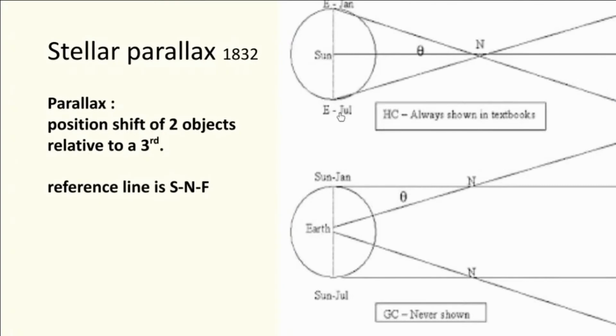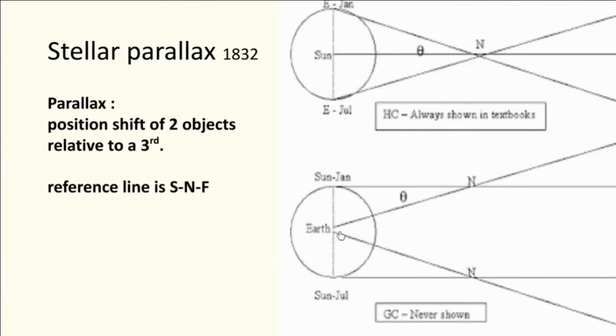When the year turns to July and the Earth is in this position, remember this is the heliocentric model, then the far star is over here, and this is the angle that you measure, the angle of parallax. This is what's always shown in the textbooks. Okay, remember that you must use the same reference lines. So what they're using is the sun, the near, and the far, the SNF.